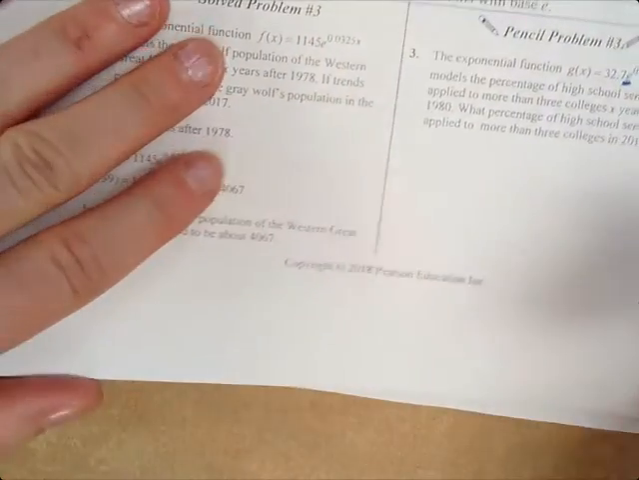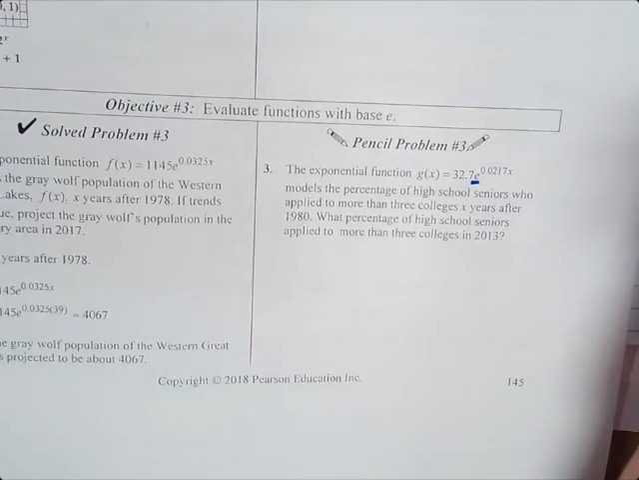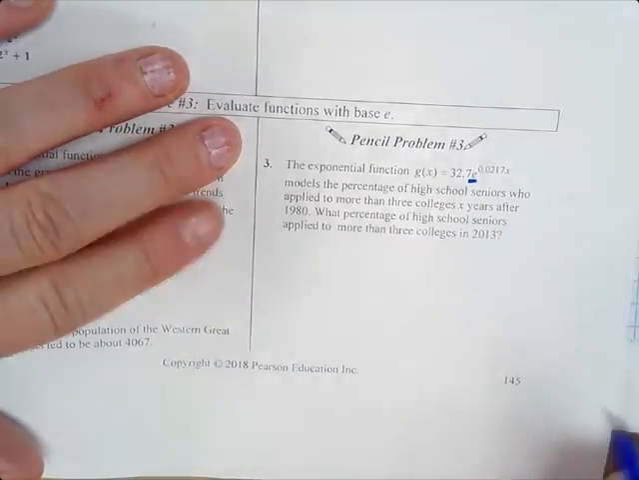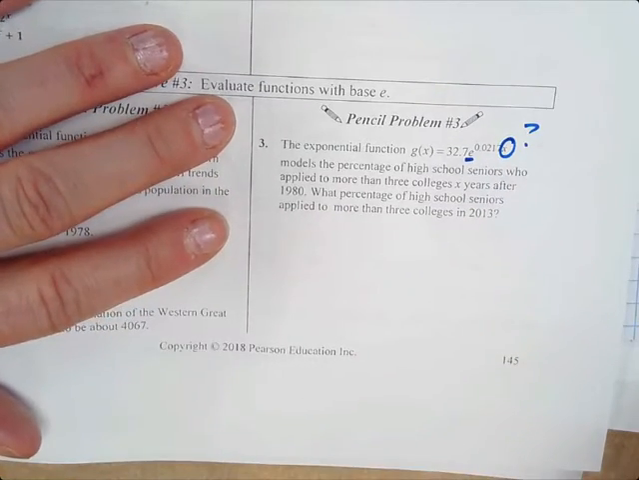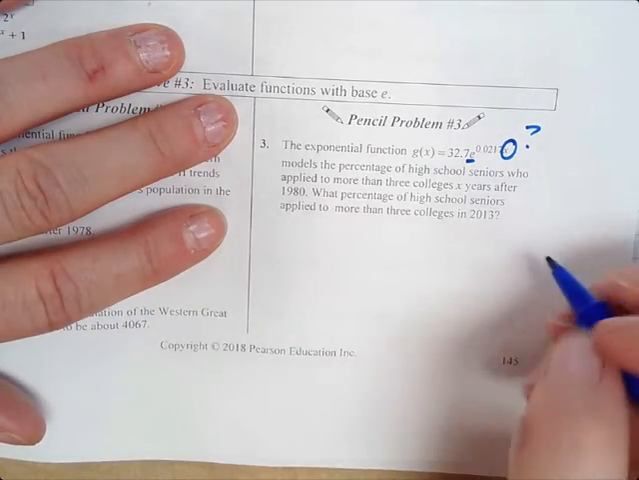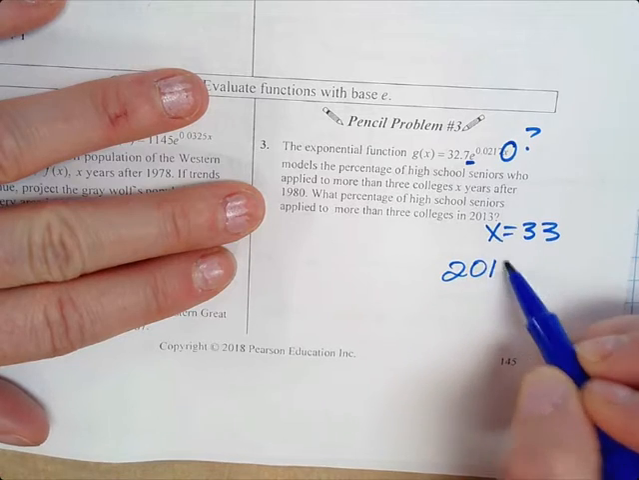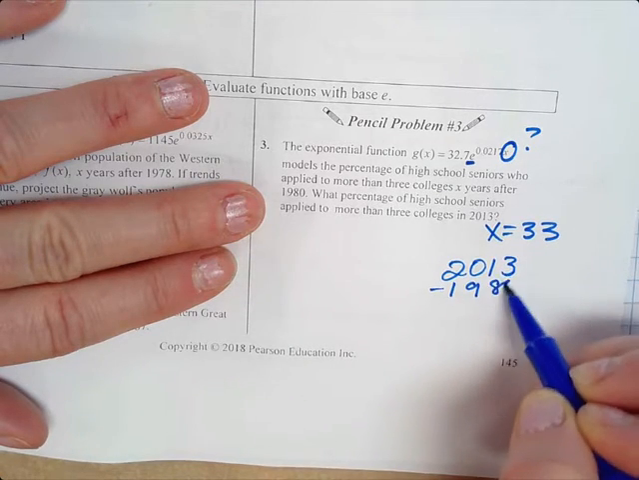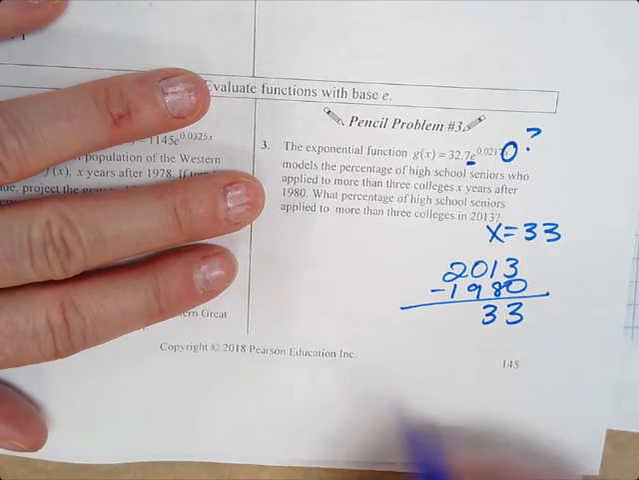Okay, and then we just have a few problems of application. So we can go ahead and solve this problem dealing with the exponential function with the base e. What do we need to do? What are we going to plug in for x? Yeah, 33. So x is going to be 33 because you would subtract 1980 from 2013 to get what x is. Then you plug that in.